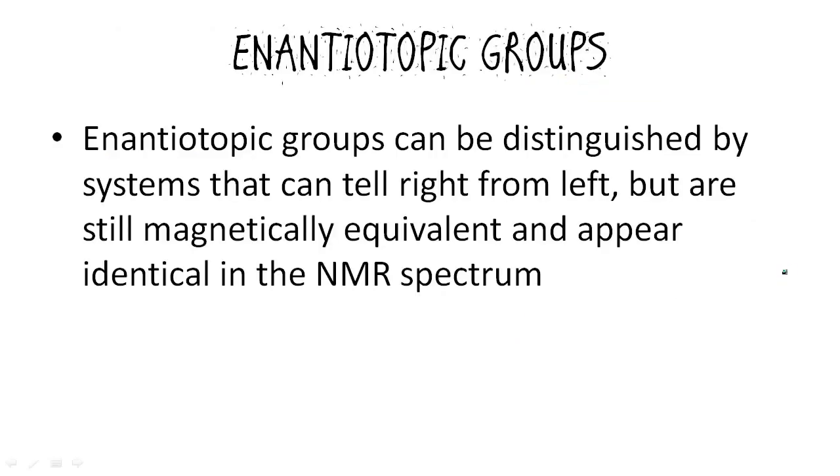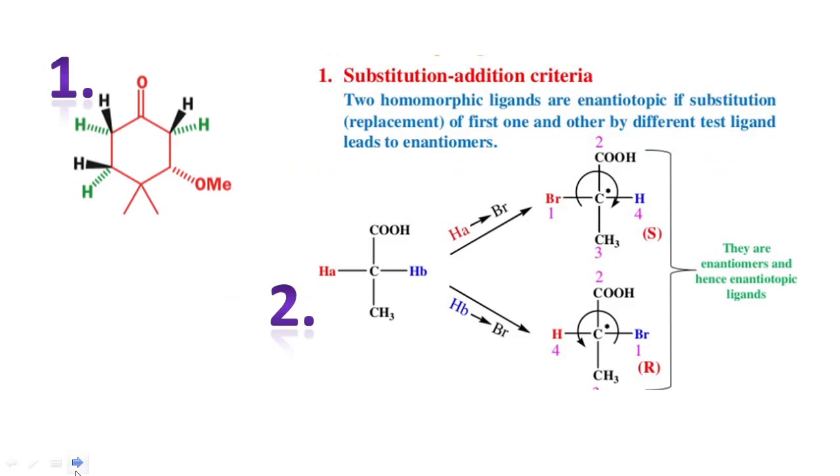So this was rotation. The next one is enantiotopic groups. Now enantiotopic groups can be distinguished by systems that can tell right from left but are still magnetically equivalent and appear identical in the NMR spectrum. So in this case the products that will be formed will be slightly different, but the signal we get in the NMR spectrum is the same, okay? We see this because these are also identical, but their addition or substitution product is slightly different, okay? So the first example, you can see these hydrogens in black and in green, okay?